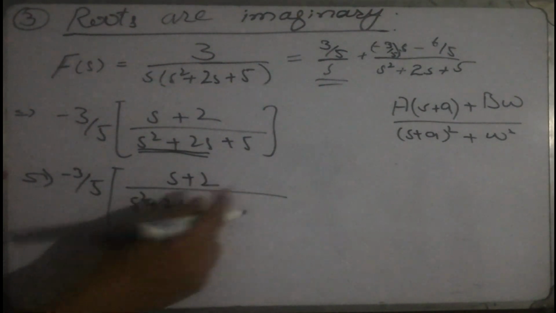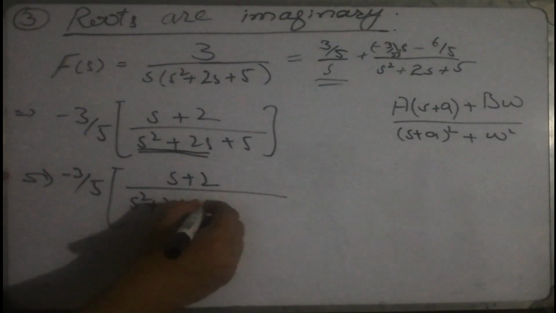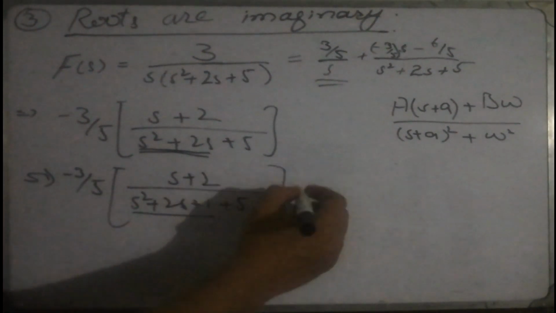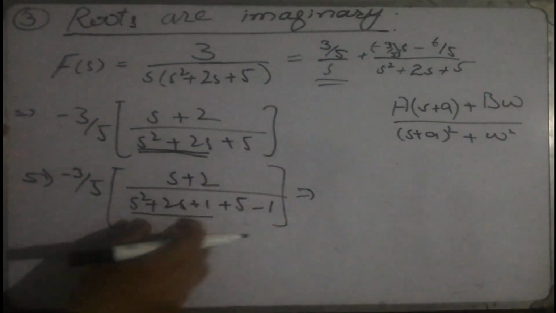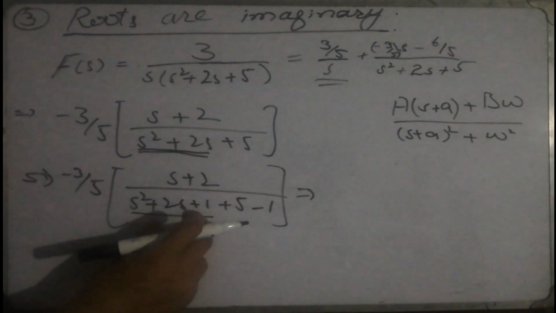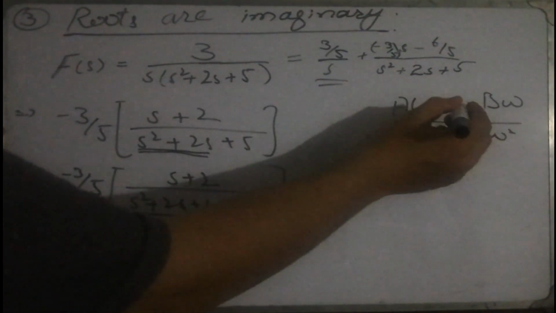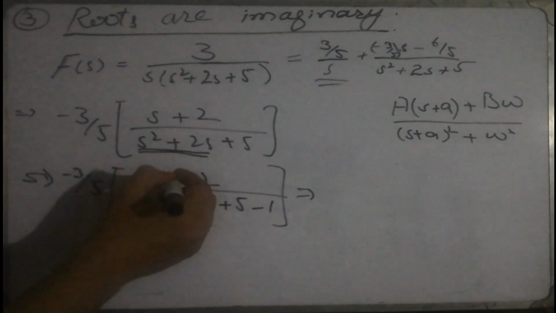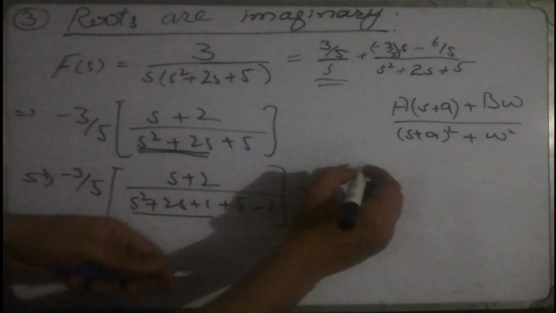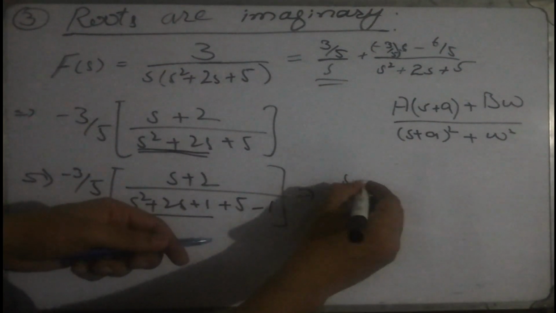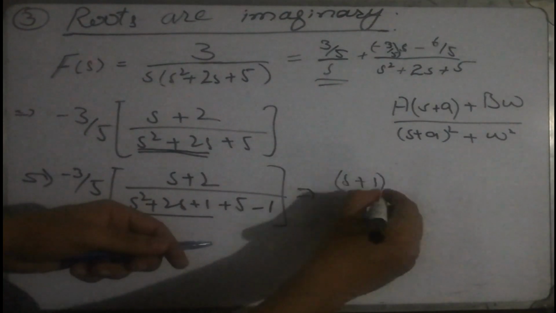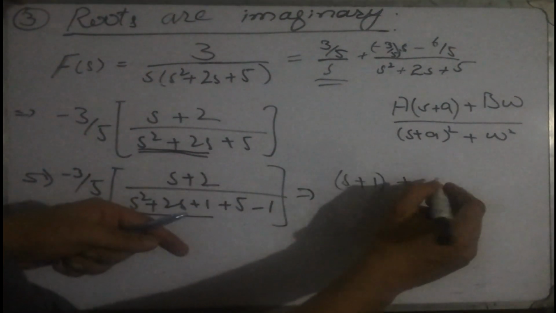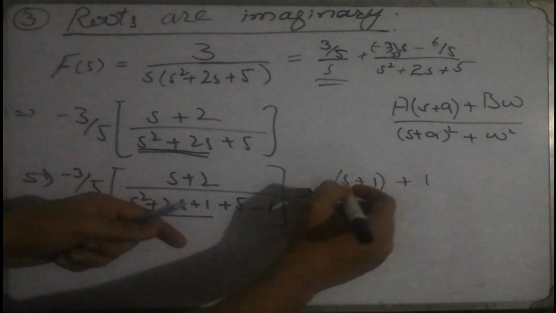Now in order to make it a complete square, I will be adding plus 1. This is my complete square, which is s plus 1 whole square. Right? And if here I'm getting s plus 1 whole square, so I also need an s plus 1 right here, because it is s plus a whole square, so here I need s plus a, right? So I will take it as s plus 1, right? And then it was 2 originally, so I would write here as 1, okay?